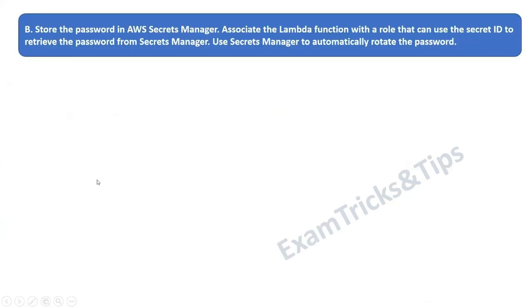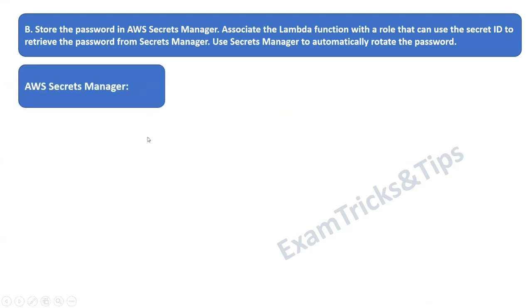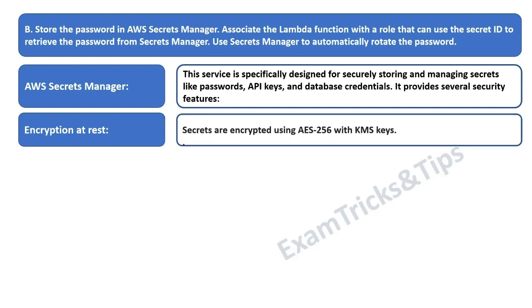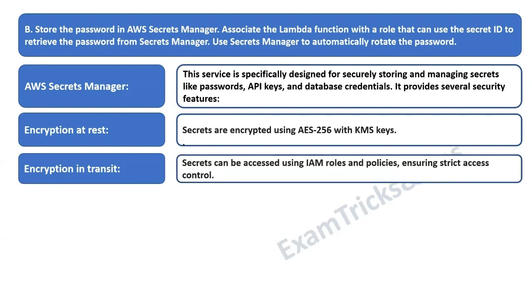And let's look at the various characteristics and advantages of this particular option, AWS Secrets Manager, for this scenario. This service is specifically designed for securely storing and managing secrets like passwords, API keys, and database credentials. It provides several security features. It provides encryption at rest. Secrets are encrypted at rest using AES-256 with KMS keys. It provides encryption in transit. Secrets can be accessed using IAM roles and policies, ensuring strict access control. Automatic rotation: Secrets Manager can automatically rotate secrets on a daily, weekly, or monthly basis, reducing the risk of compromise from static credentials.